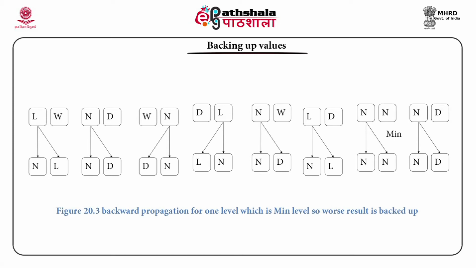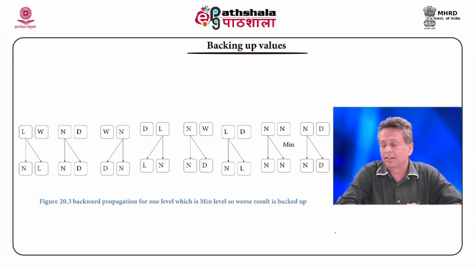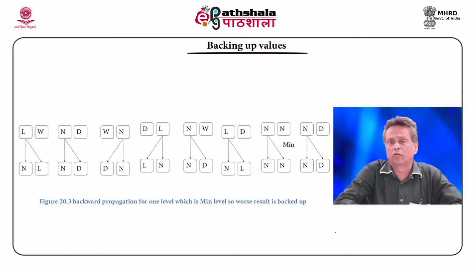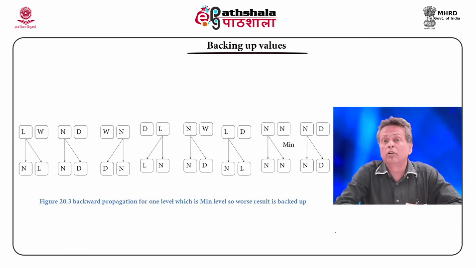The opponent. So in the leftmost case, we have two outputs, L and N. N is not possible to determine, so we will have to go further. NL. Who will choose it? The opponent. So what is the outcome? L. Okay. The next one is N and D. So who will choose it?